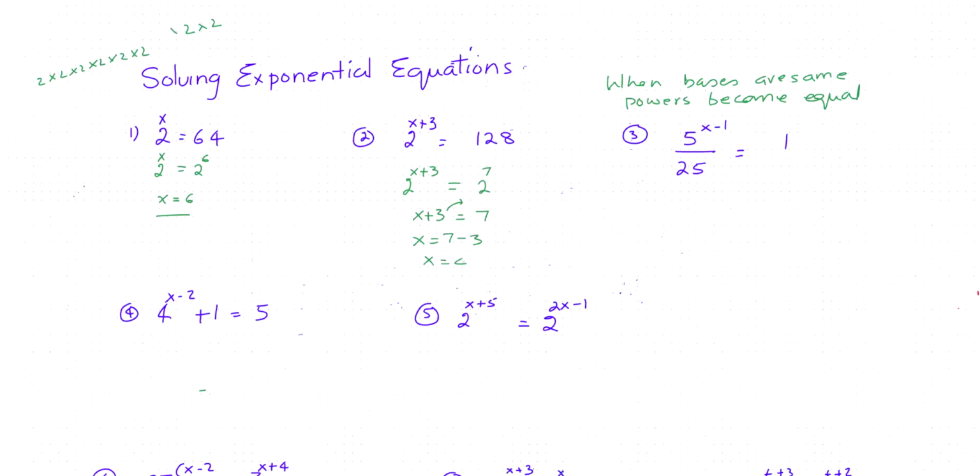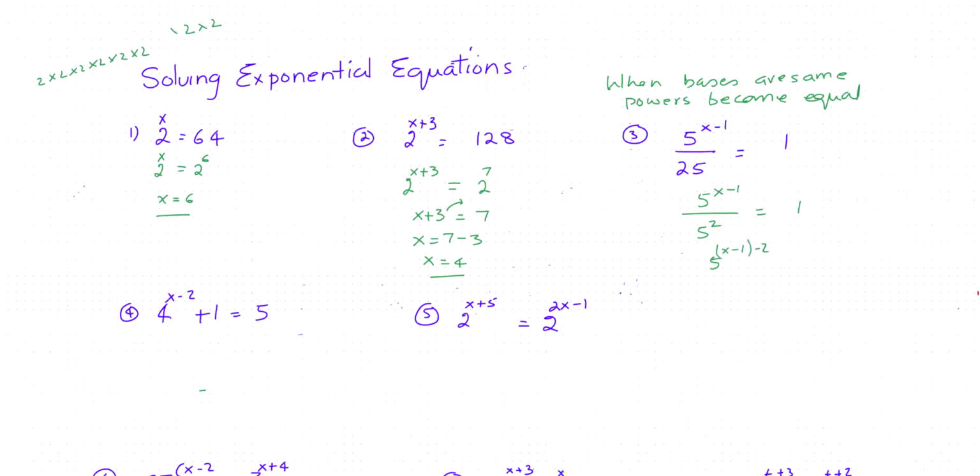5 to the power x minus 1 over 25 equals 1. So we have to make the same base. So for 5 to the power x minus 1, we write as it is. For 25, we can write 5 to the power 2, equals 1. So when we divide with the same base, powers are subtracted. So this power minus power 2, x minus 1 minus 2. So we can write 5 to the power, the common base is 5, x minus 1 minus 2, equals, for 1 we have to make the same base.